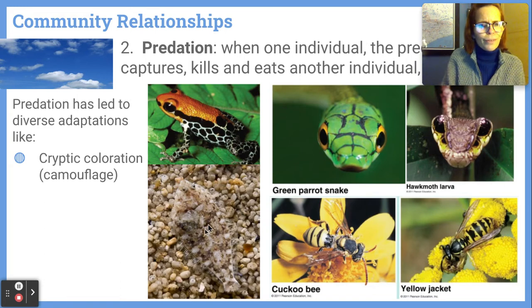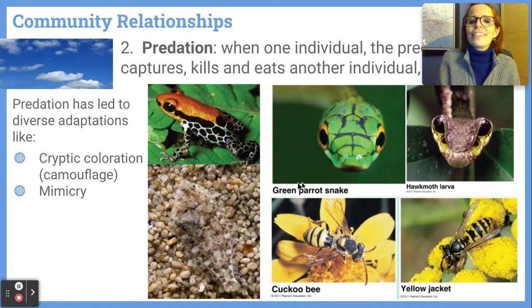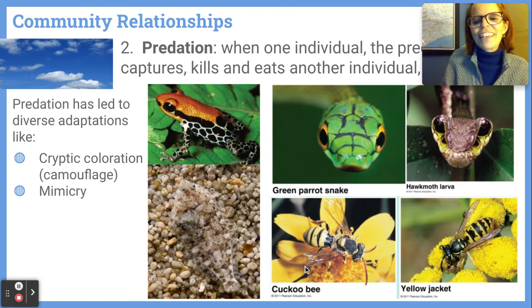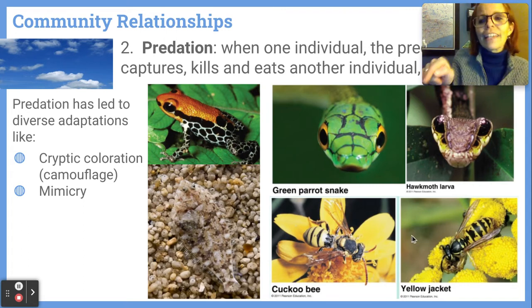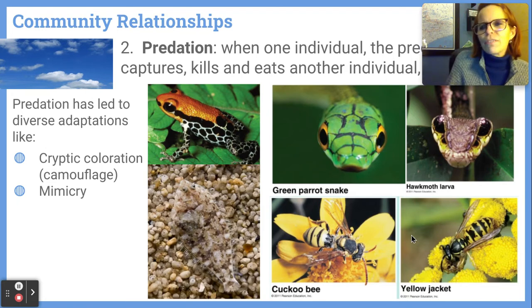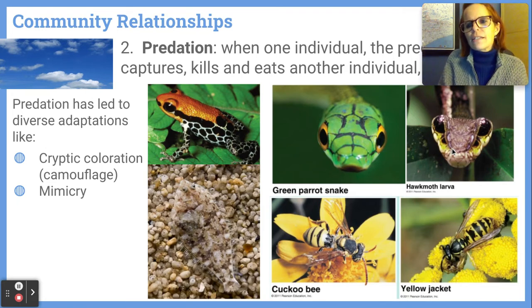I love this picture down below because this fishy is so camouflaged. I think it's awesome. Mimicry, which I think is another really cool one. This is a snake, and this is actually a moth larva that looks just like a snake. This is called a cuckoo bee, and this is a different type of mimicry, sorry. The cuckoo bee and the yellow jacket look like each other because they're both stinging insects. So that's an example of a type of mimicry. This one is a type of mimicry where this guy's totally harmless, but he looks scary, so birds avoid him.